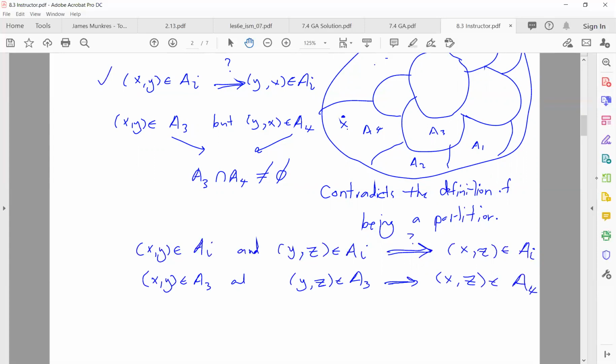What could go wrong? We know that x and y is a member of A sub 3. Y and z is also a member of A sub 3. Okay, now you have a member like z or x, which is in A sub 4. What's the meaning of that? It means that the intersection between A sub 3 and A sub 4 is not empty. Again, it contradicts the definition of being a partition.